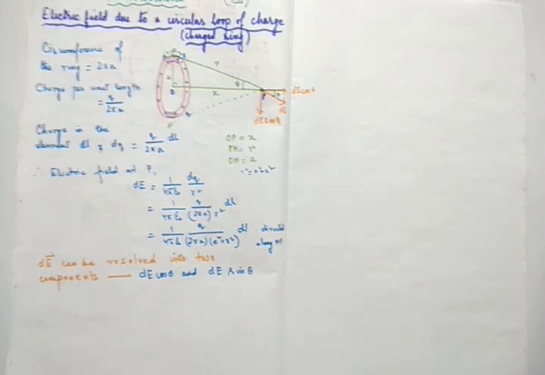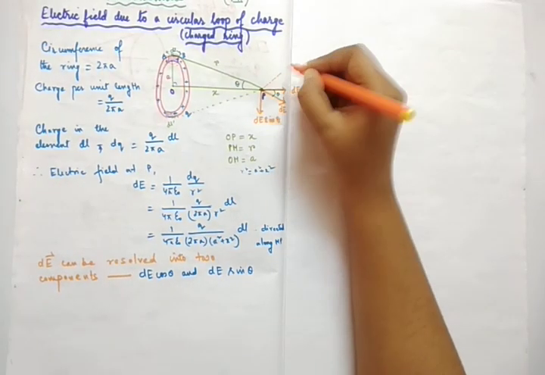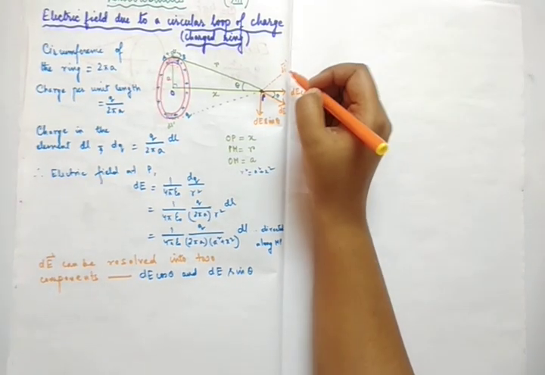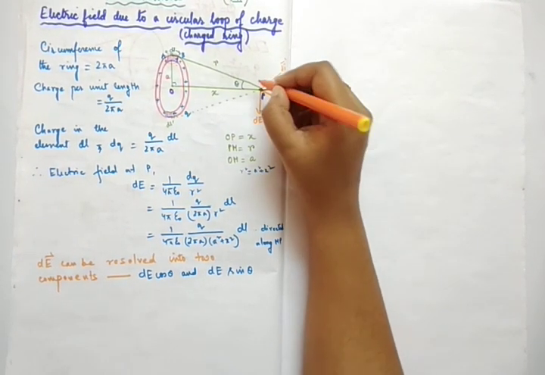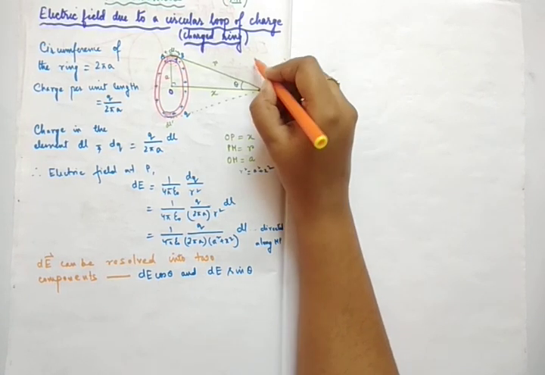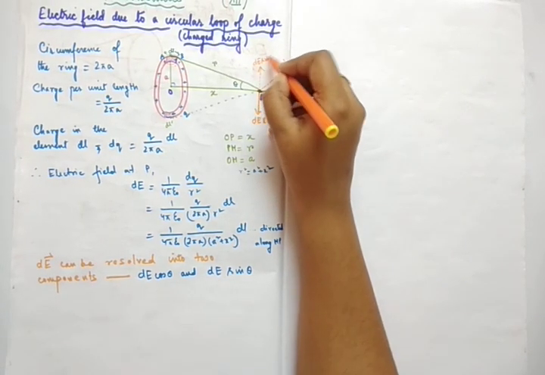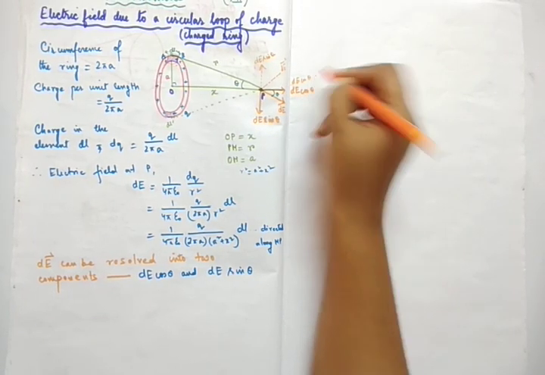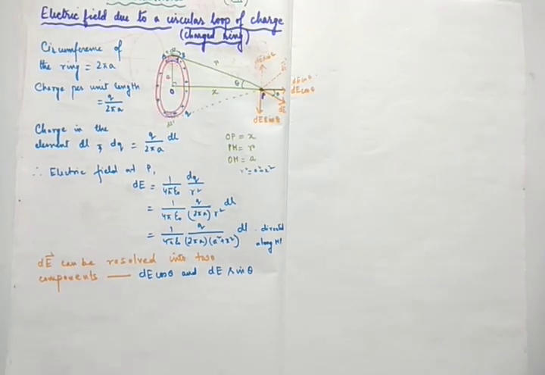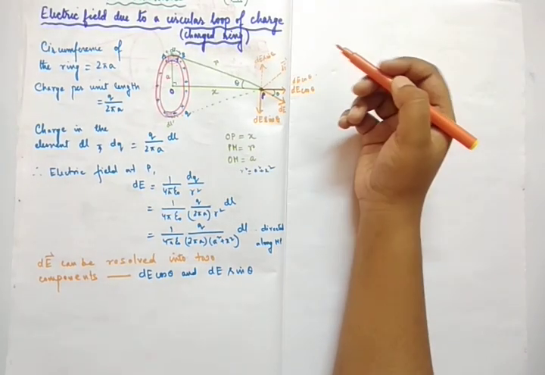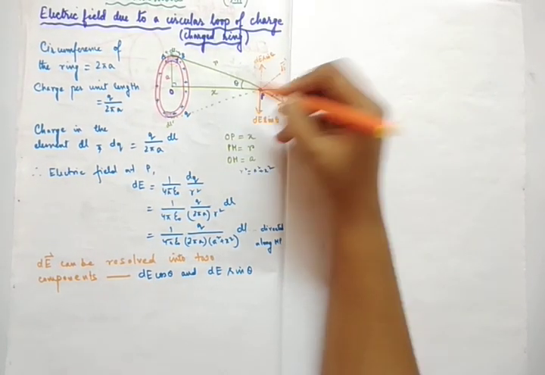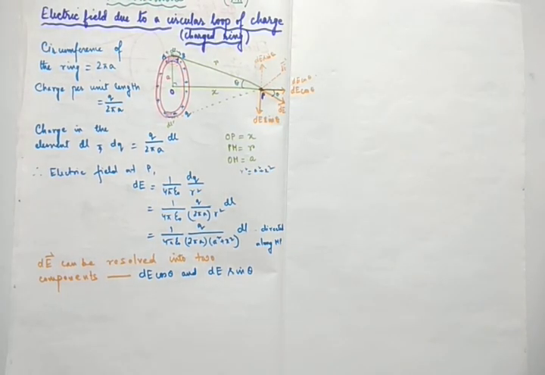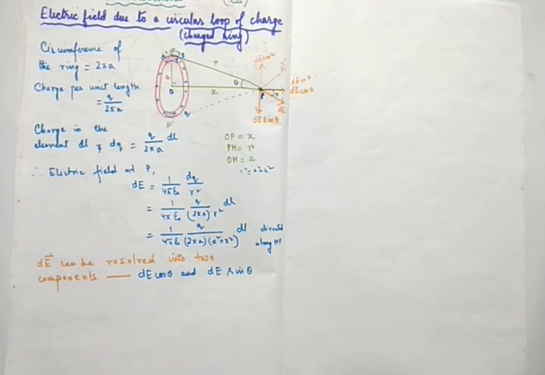So that electric field would have been directed along this direction. And this direction could again have been resolved into two components, dE sin theta and dE cos theta, because this angle also would have been theta.